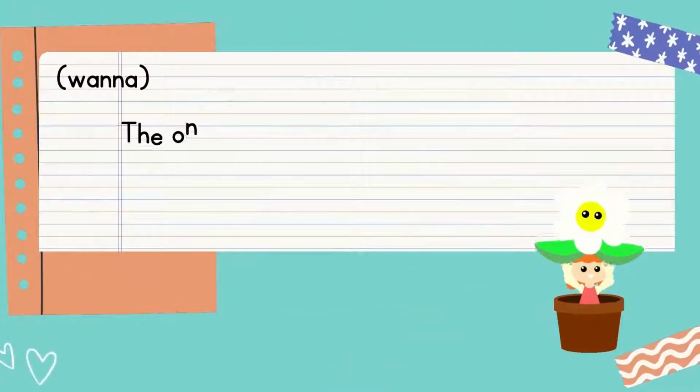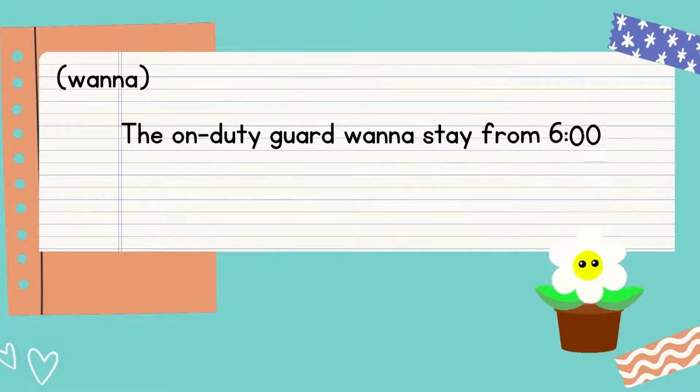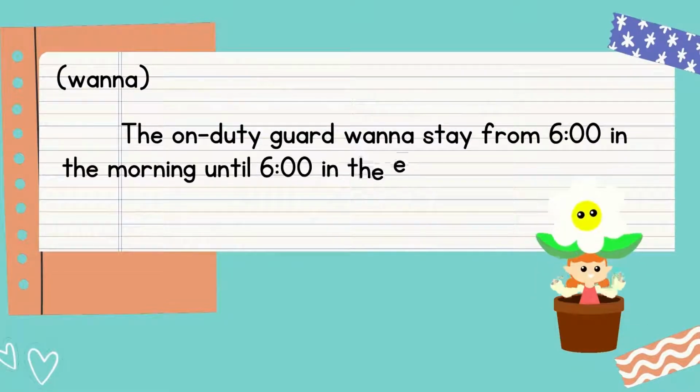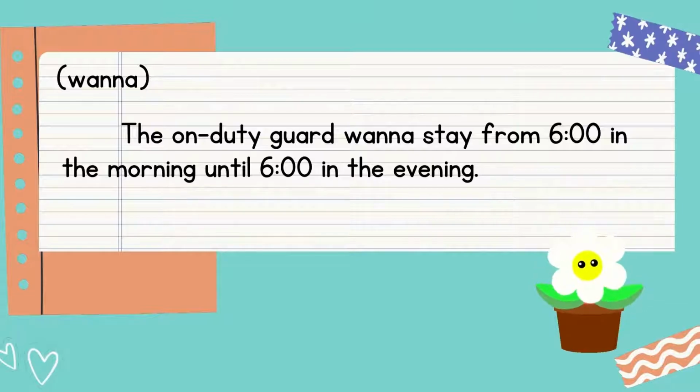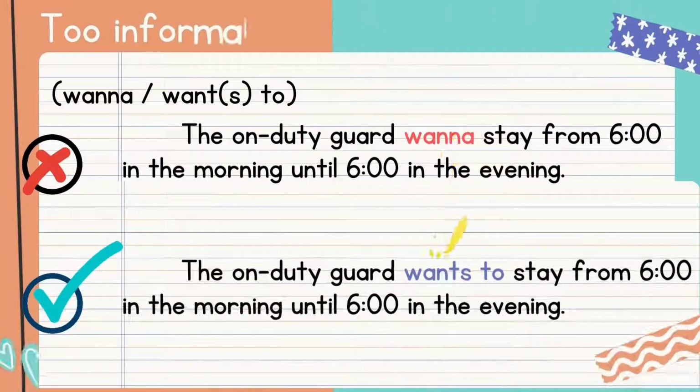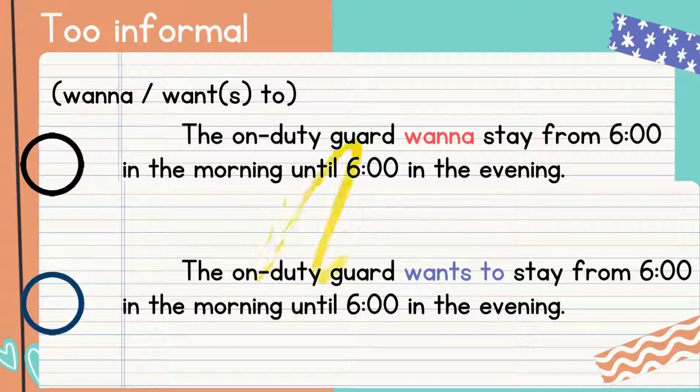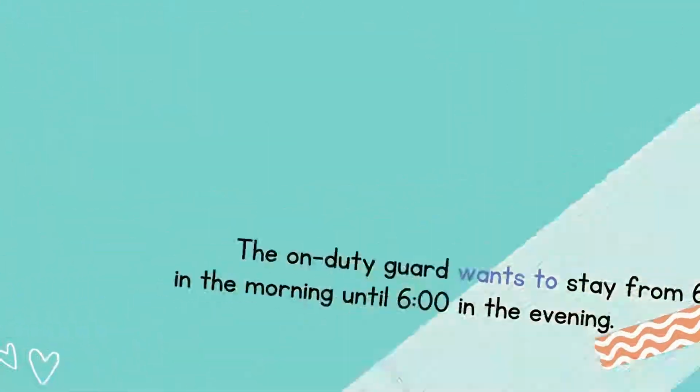Let's have this example. The on-duty guard wanna stay from 6 o'clock in the morning until 6 o'clock in the evening at school. As you can see, this sentence uses the word wanna instead of the words wants to, which is more appropriate, making it too informal. So it should be: the on-duty guard wants to stay from 6 o'clock in the morning until 6 o'clock in the evening at school.